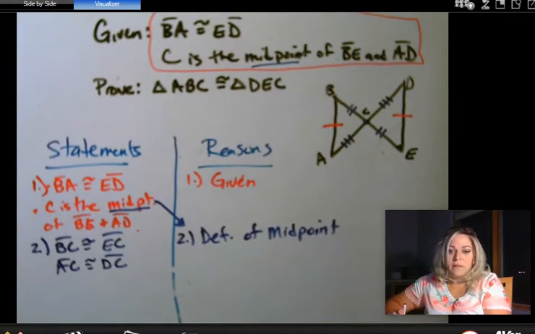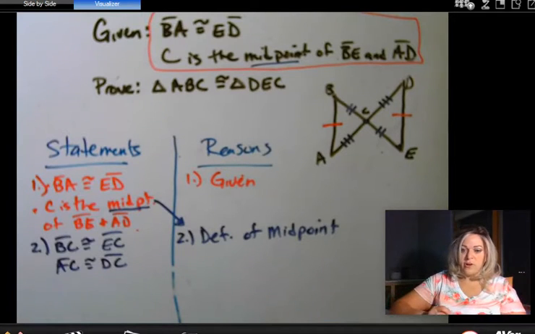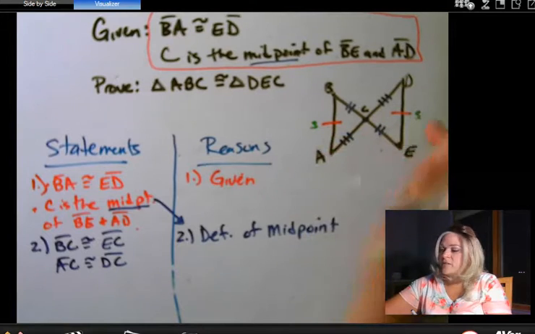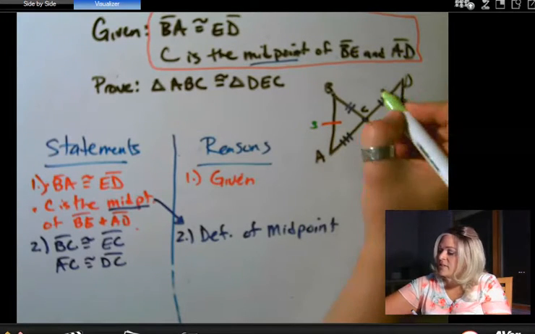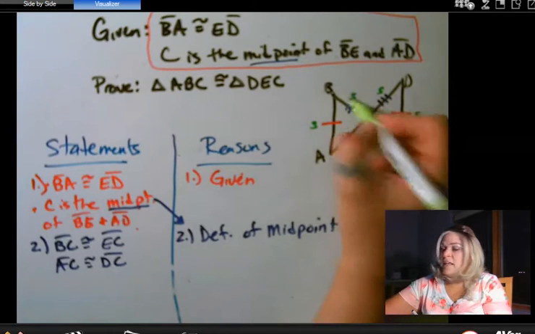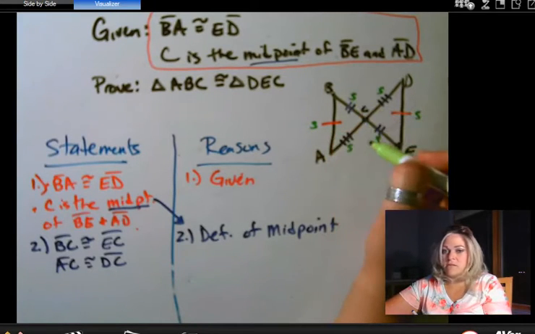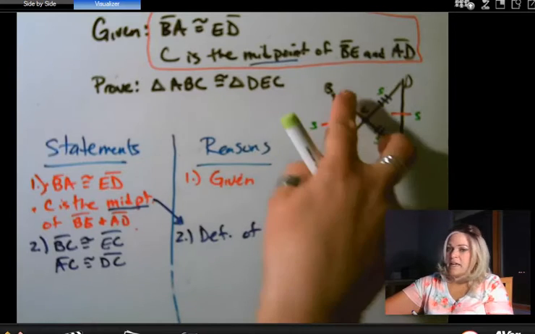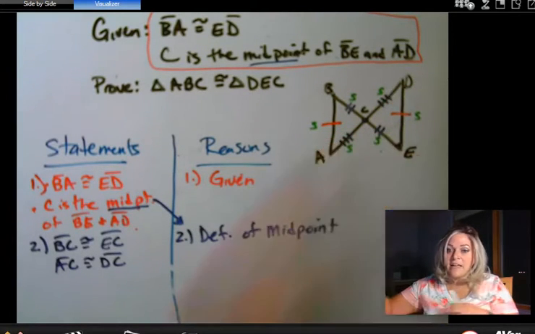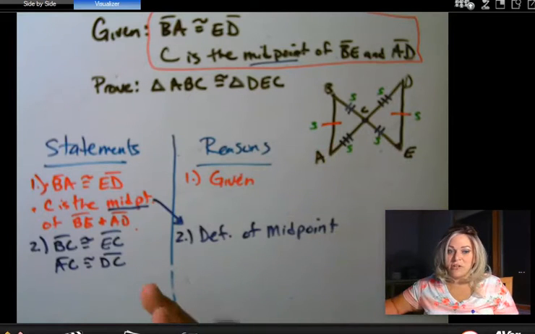Okay, so I look at what I've had so far in the visual, and I've got this set of sides right there across from each other. I've got this set of sides that has 3 tick marks, and this set of sides that has 2 tick marks. Oh, I've already got side, side, side. I can already say that these triangles are congruent.